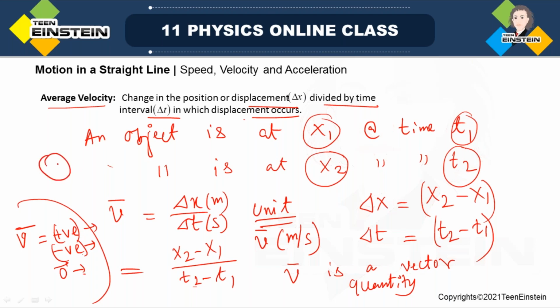Suppose in a circular path, one person starts from here and then goes all the way like this, and suppose it goes to B and then comes back to A again. Then it is having displacement 0, so velocity also will be 0.